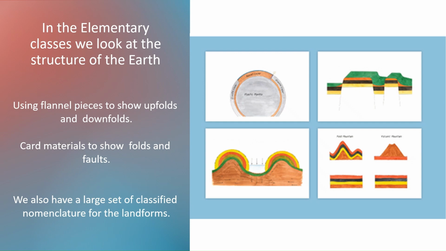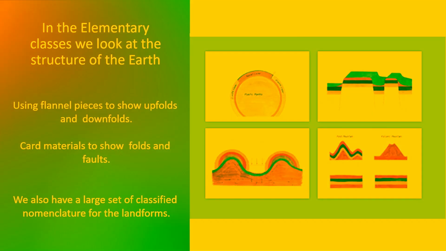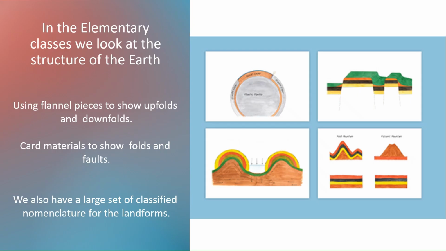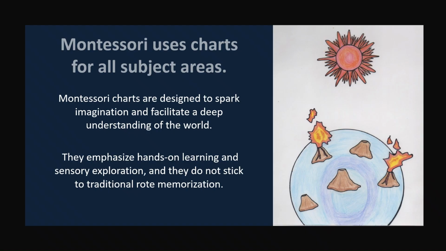In the elementary, we look at the structure of the earth using flannel pieces to show upfolds and downfolds, card materials to show folds and falls. We also have a large set of classified nomenclature for the landforms. Montessori uses charts for all subject areas. Montessori charts are designed to spark imagination and facilitate a deep understanding of the world. They emphasize hands-on learning and sensory exploration, and they do not stick to traditional rote memorization.